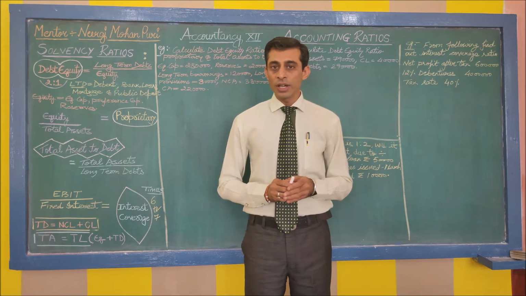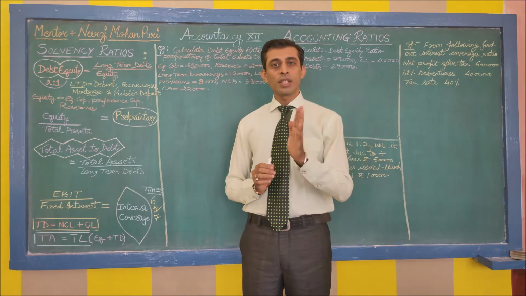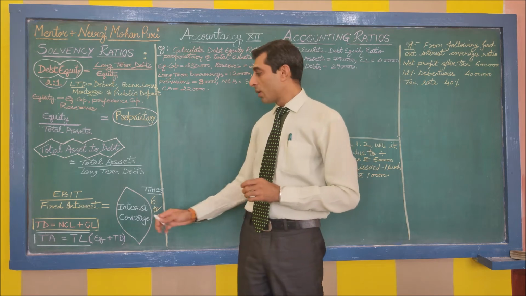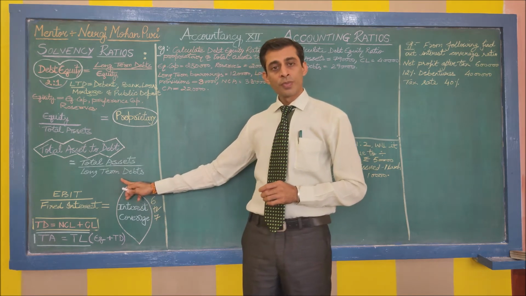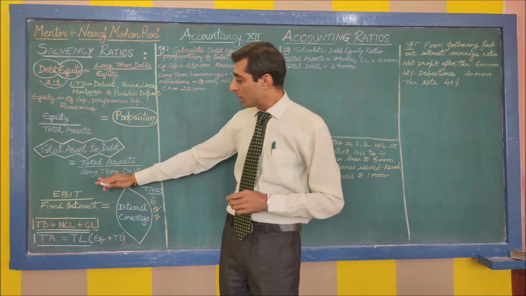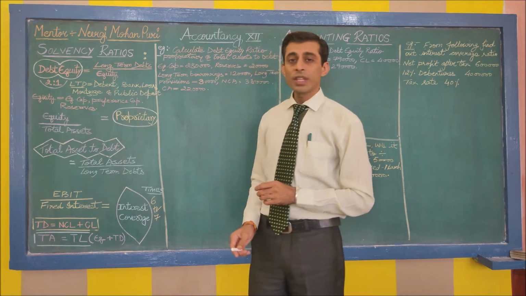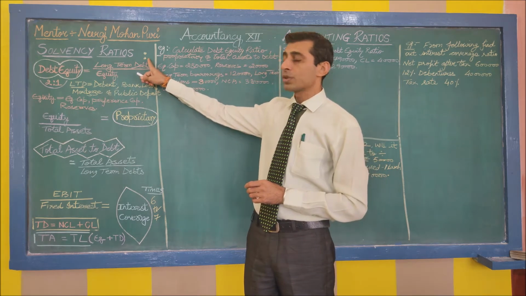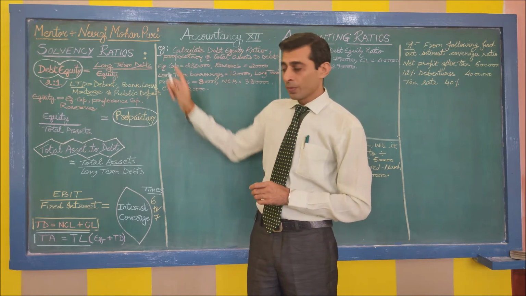Moving on, third type of solvency ratio is total assets to debt ratio. The formula for it is simple: total assets divided by long-term debts. Finally, these three ratios are always calculated in the form of absolute ratio.